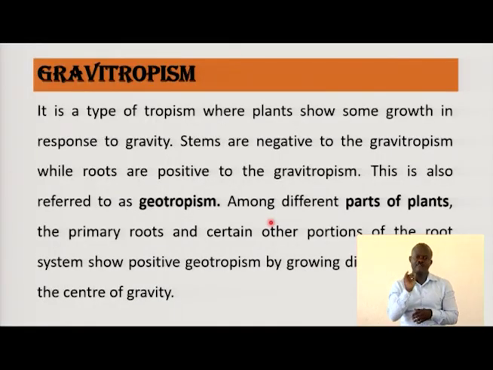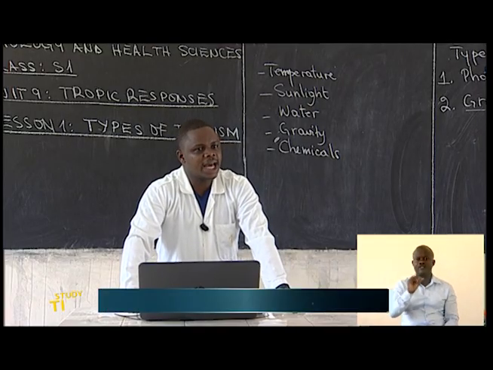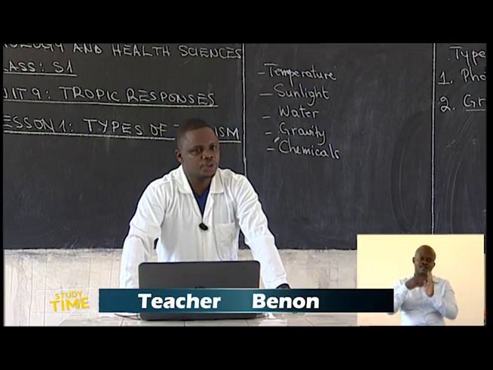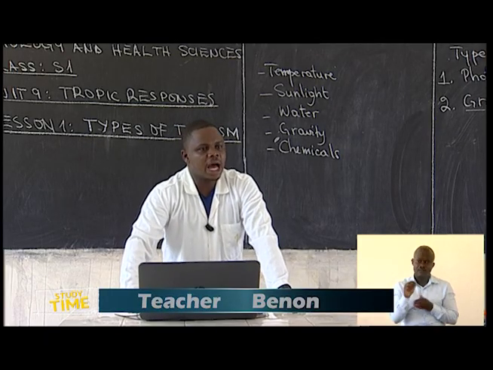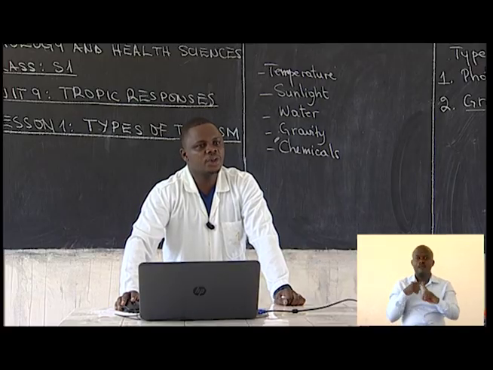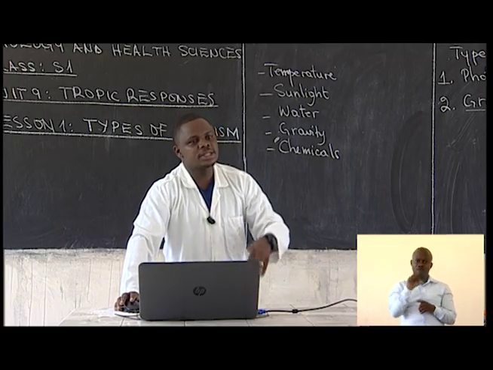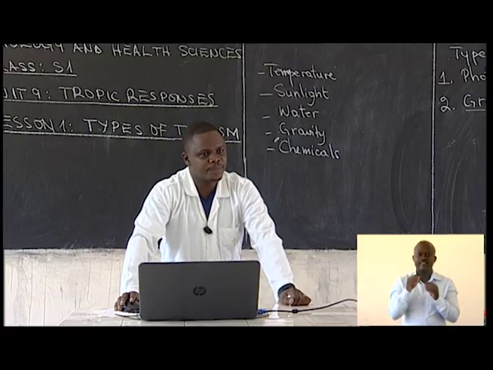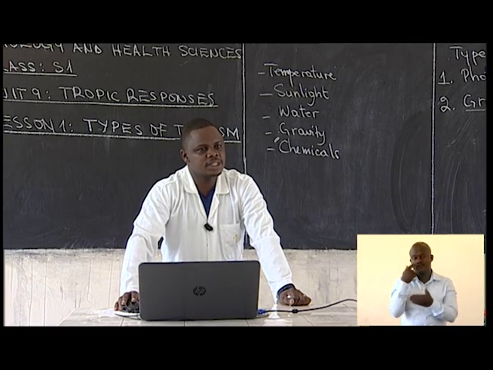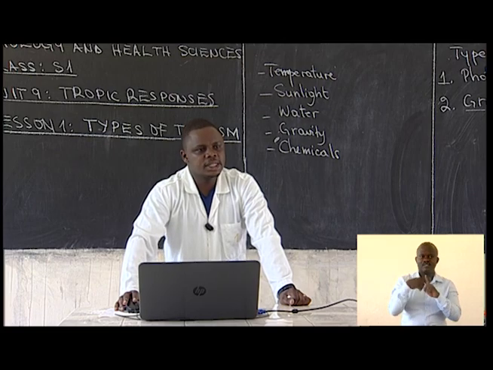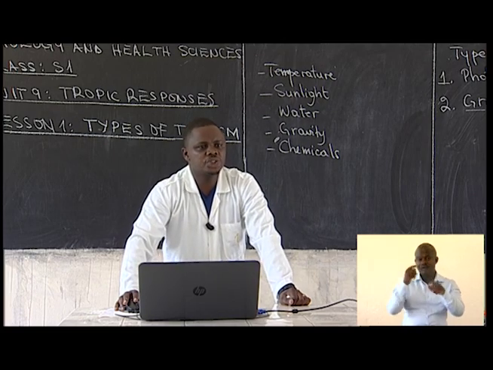That means plants respond towards gravity. Stems are negative to gravitropism. That means, remember, stems grow towards light and they grow away from gravity. So that's why they have negative gravitropism. While roots are positive to gravitropism, meaning roots grow towards gravity in the soil. So that's why we say they have positive gravitropism. This can also be referred to as geotropism.